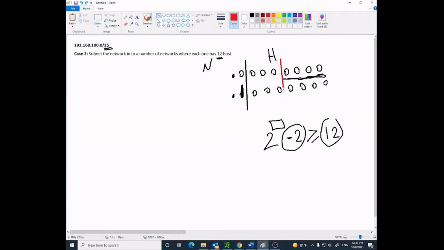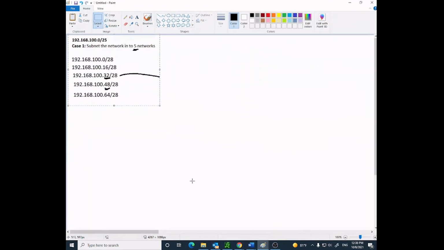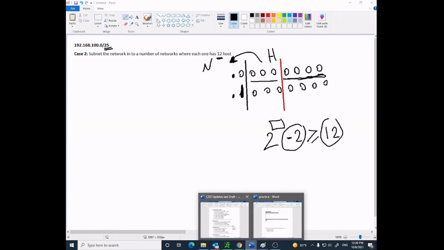And this is just a coincidence that I was left with the same number of bits to borrow and put here. So what is this telling me? This is telling me that the answer for this question is going to be identical to this question, but I just looked at it in a different way. Now, the difference between them, here I was only concerned with the first 5 networks. But in this case, I actually am going to have 8 networks. So I can just go ahead and simplify it.